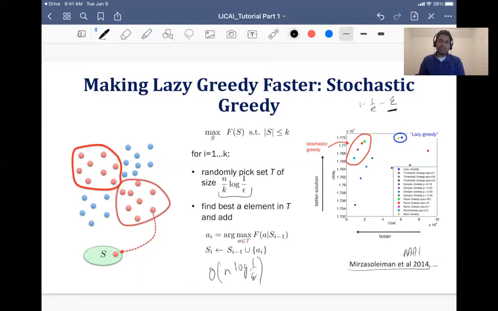Imagine epsilon is 10 raised to minus 3. Then log 1 over epsilon is 3, so the complexity is actually 3n. It's still linear, and with this you can get very close to a 1 minus 1 over e approximation. In practice, it turns out to perform very well. There are different variations of epsilon, and this is the performance. It's much, much faster than lazy greedy.